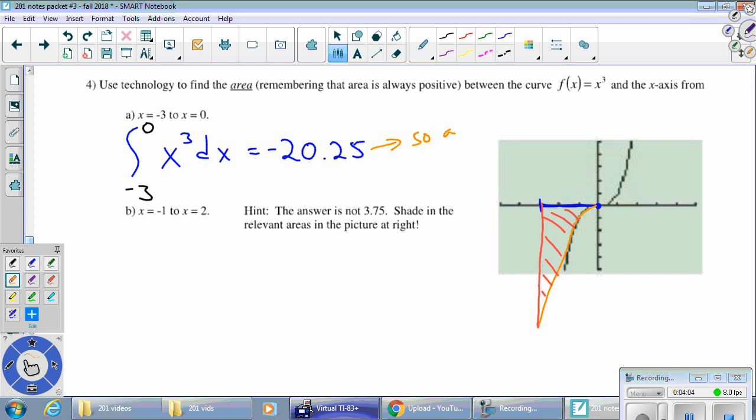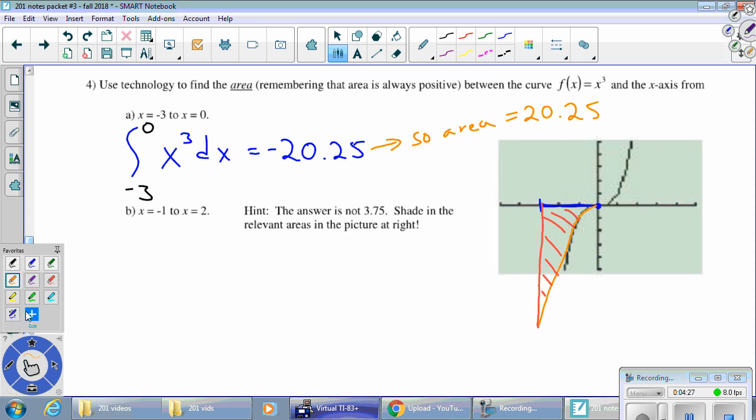But the answer to this question is positive 20.25, because this question asks for area and the integral will give you the signed area. Okay, there's another option so you don't have to even think about changing it to a positive. We might do that other option here, but this one's easy enough to just do it that way.